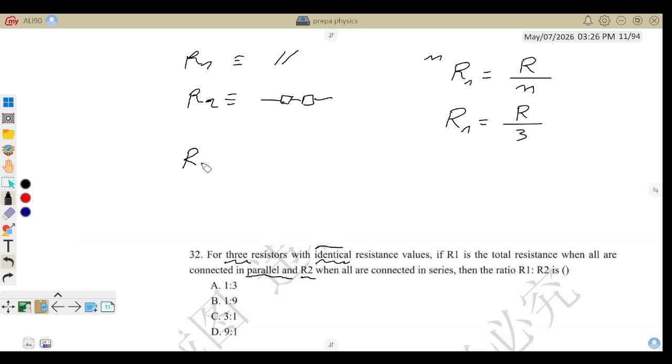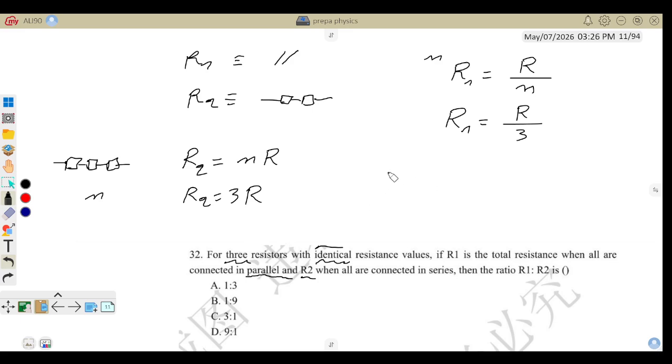What about R2? R2 is the equivalent resistance for the 3 if they are connected in series. In series, for sure, we know that the equivalent resistance is adding up. So if we have a certain number n of resistors that are identical, we can just multiply that number by the value of one of them. In our case again, R2 is 3 R's.